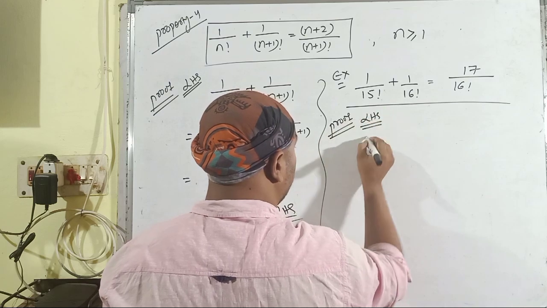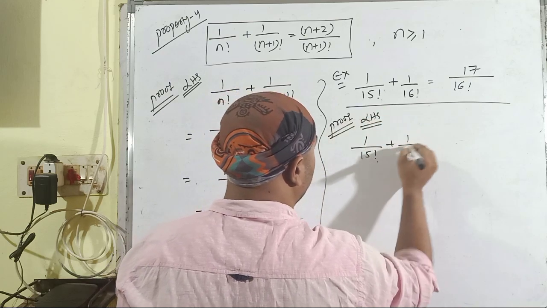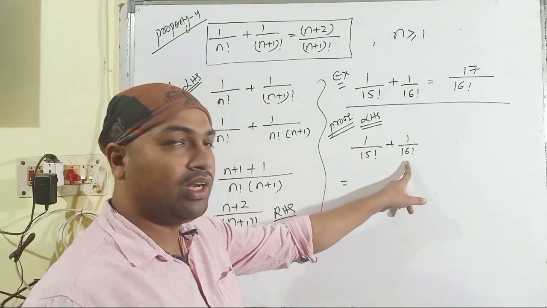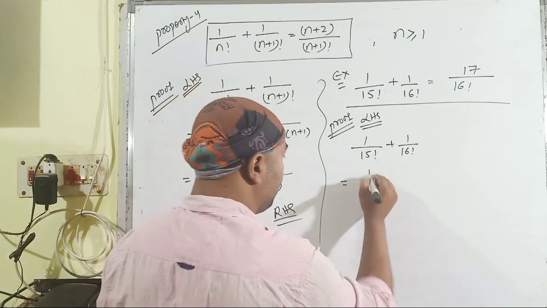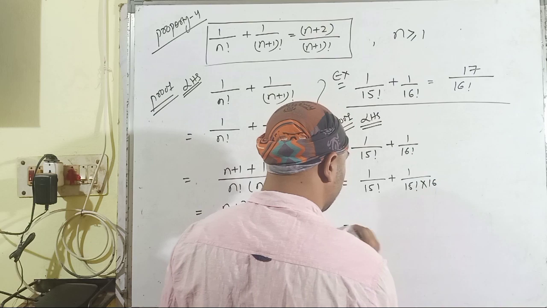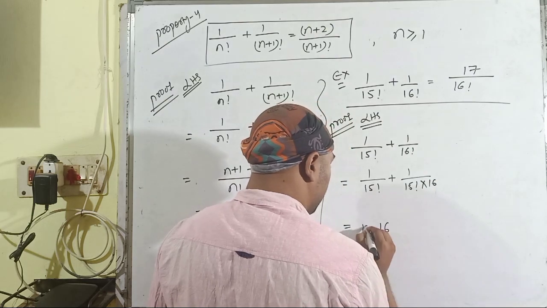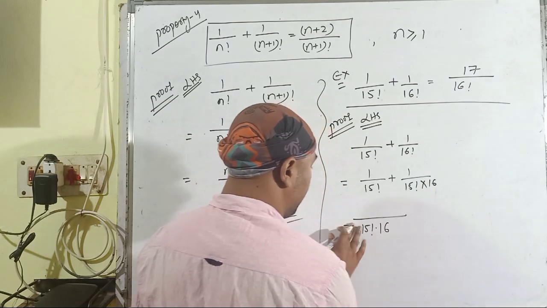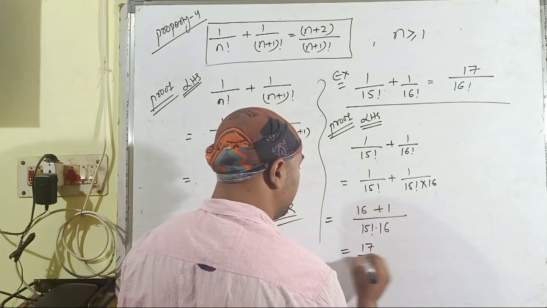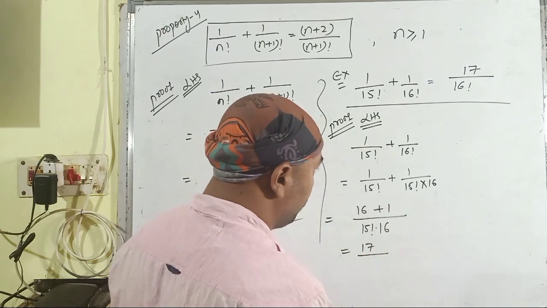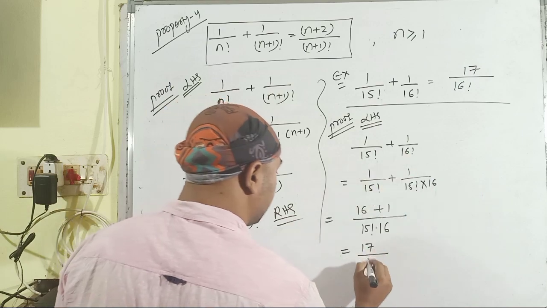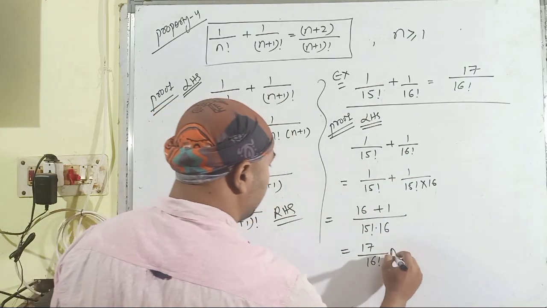Considering the left hand side part, 1 upon 15 factorial plus 1 upon 16 factorial. First of all, we have to convert the greatest factorial in terms of the smallest factorial. So it will be 1 upon 15 factorial plus 1 upon 15 factorial multiplied with 16. Taking the LCM of the denominators, we get 16 plus 1, that is equal to 17, divided by, again we have to write the value of 15 factorial into 16. 15 factorial into 16 is 16 factorial. And here is the answer.